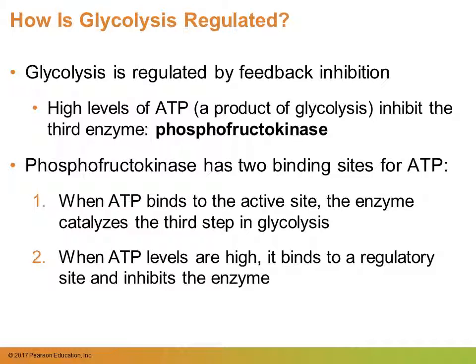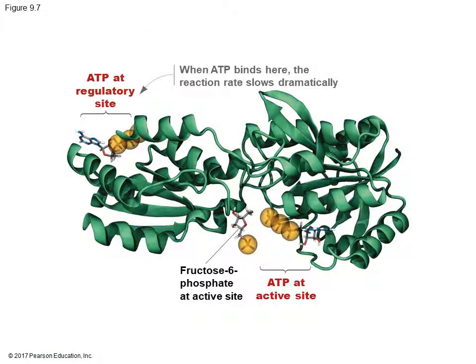capabilities of phosphofructokinase. So it says here phosphofructokinase has 2 binding sites for ATP. When ATP binds to the active site, the enzyme catalyzes the 3rd step in glycolysis. But when ATP levels are high, it binds to a regulatory site and inhibits the enzyme. So it's allosteric regulation, and that is what's going to stop the enzyme from working. Here it shows the secondary binding sites.